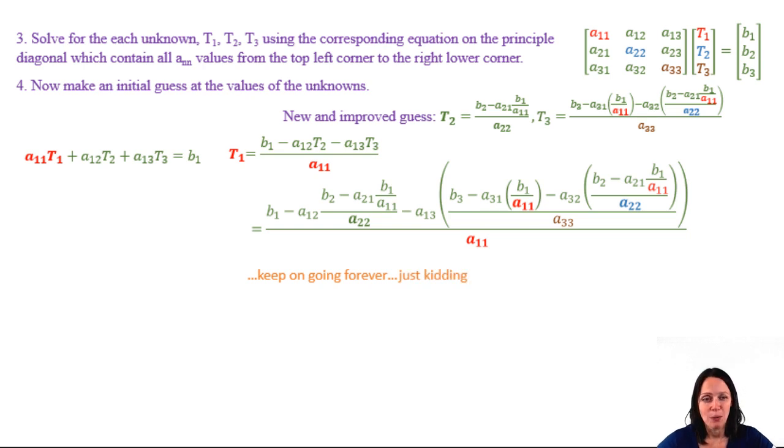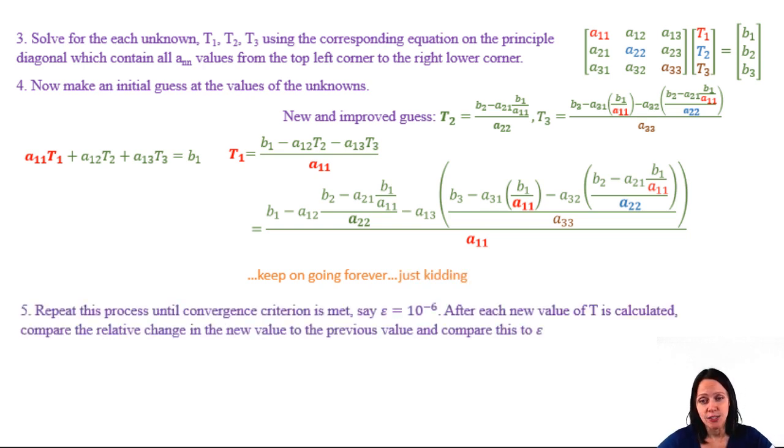Just kidding. I'll repeat the process until my guesses for T1 and T2 and T3 start not really changing that much with each new educated guess. So maybe during the 15th iteration, I see that T1 is equal to 101.3 degrees Celsius. And on the 16th iteration, T1 is 101.31 degrees Celsius. And on the 17th iteration, it's 101.305 degrees Celsius. And same thing would apply for T2 and T3.